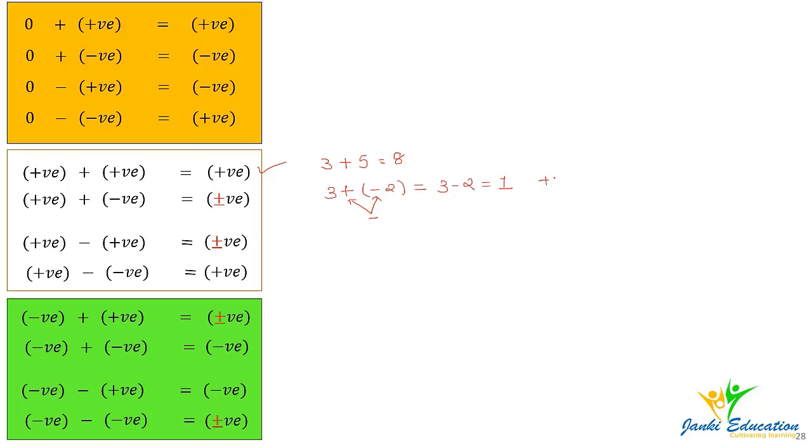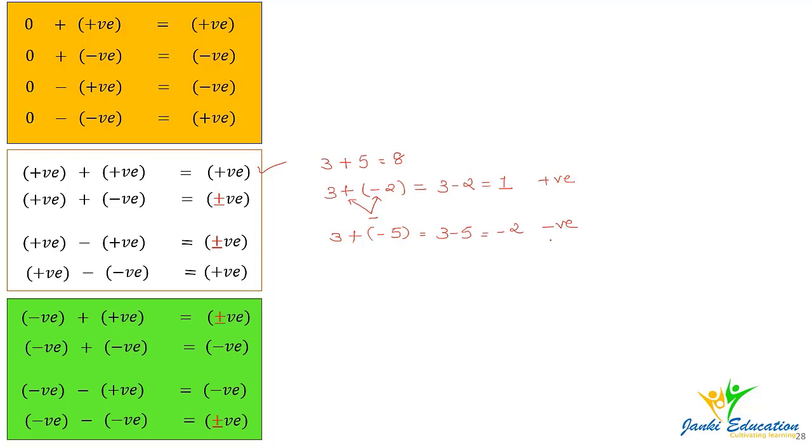This is positive. But again, in a case like this, instead of minus 2, I will go with 3 plus, say, minus 5. So it gives me 3 minus 5. Now remember, 3 is smaller, 5 is larger. So obviously this gives me minus 2. So this is negative.